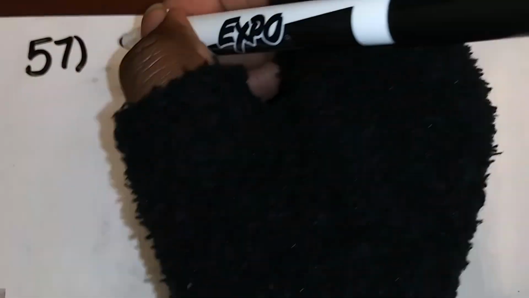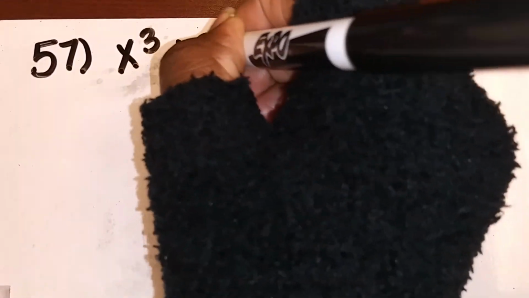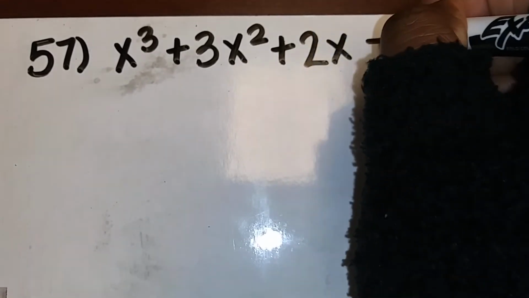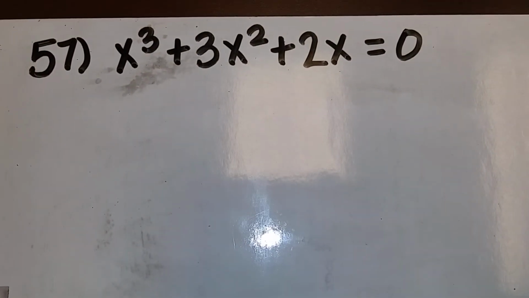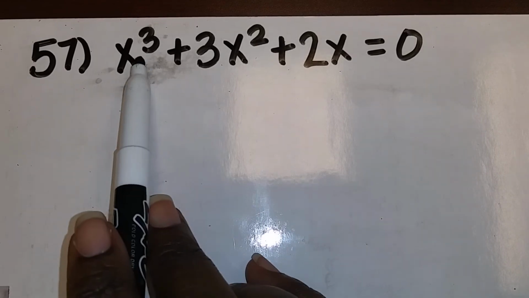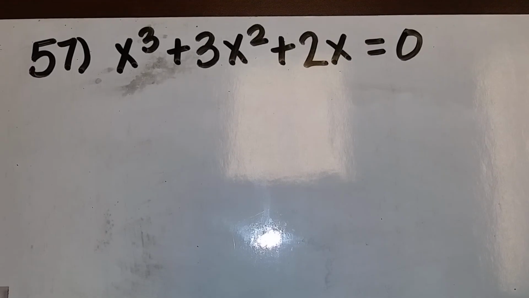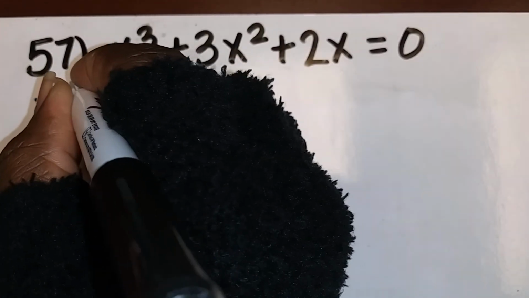Let's try another one. Let's try number 57. We have x to the third plus 3x squared plus 2x equal 0. Well, right here, I noticed something they have in common. They have an x. So I want to first factor out my greatest common factor, which is x.